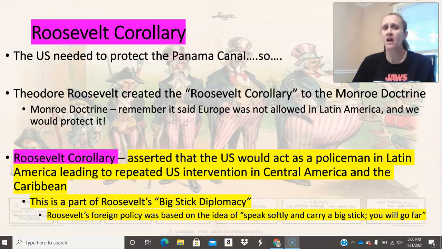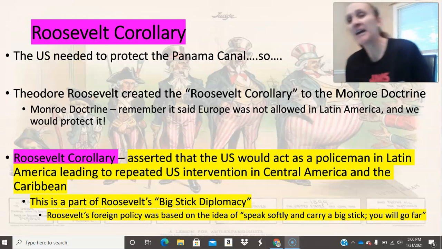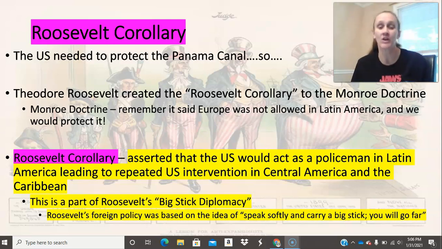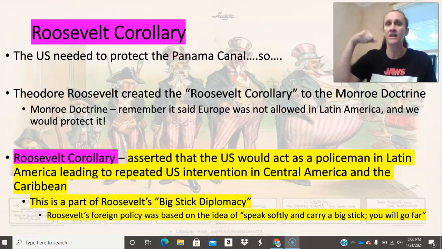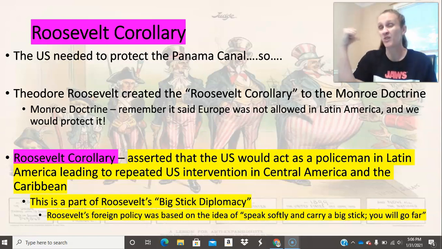Roosevelt felt a show of strength, a show of force was a great way to diplomatically convince other countries that we were capable and basically wouldn't be messed with. We call this Roosevelt's big stick diplomacy, and his quote was, "Speak softly and carry a big stick." You don't have to speak real loud, but if you've got the weapons and the forces to back you up, nobody will mess with you, and you will go far.